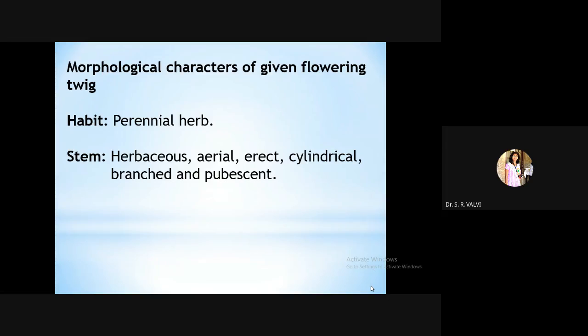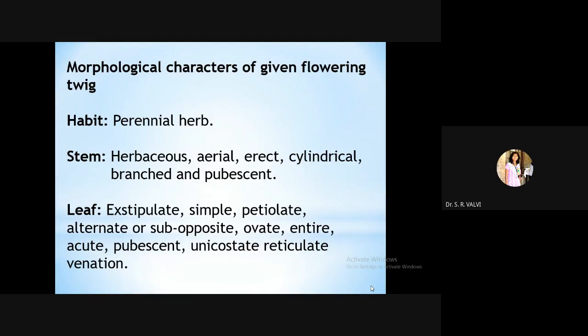Next term is cylindrical. As the stem is circular in fashion, there is no edge present on the stem, hence the term cylindrical. Next term is branched. It has sub branches, hence the stem is branched. And pubescent. Pubescent means hairy, with hair-like structures present on the plant, particularly on the stem as well as on the leaves.